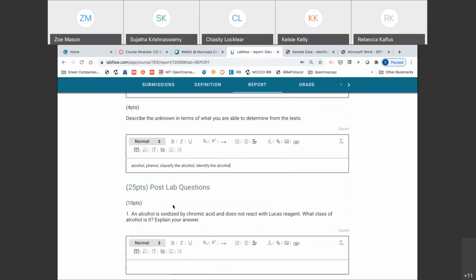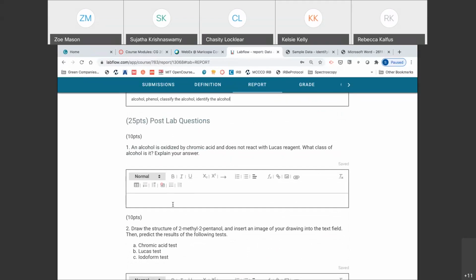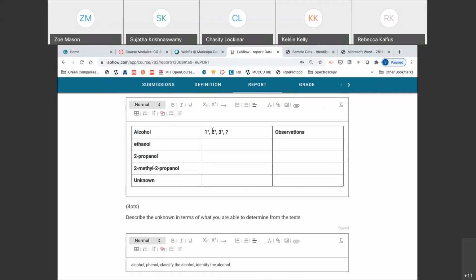Then come the post-lab questions. Okay, that's with your lab report. Do you have any questions on how to write the observations or anything at this point? Later, you can always email me or meet me.